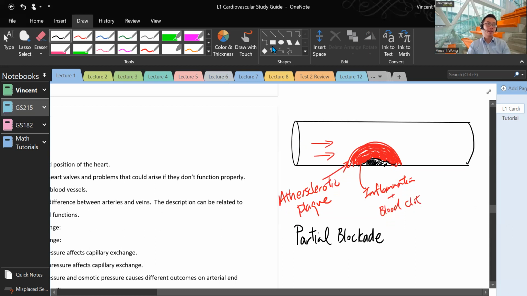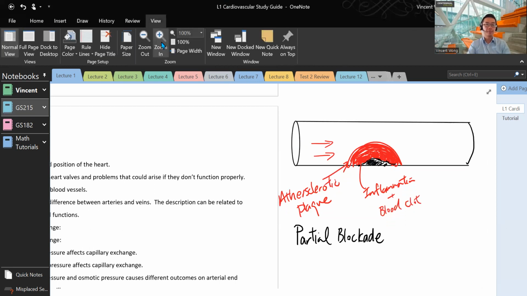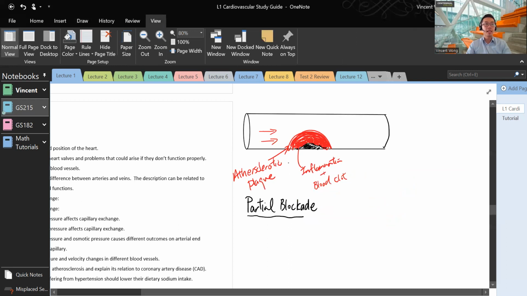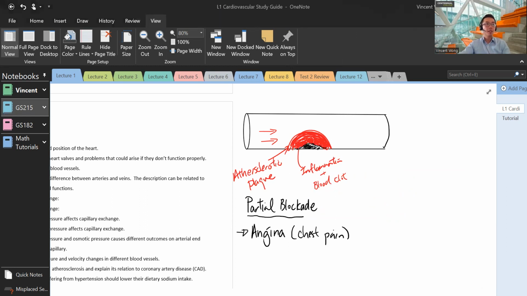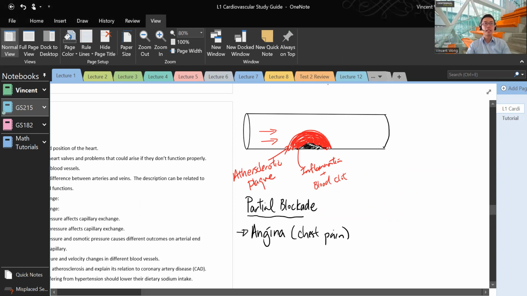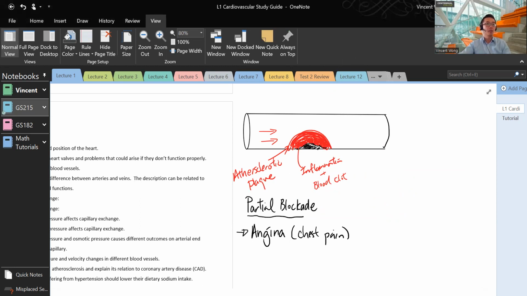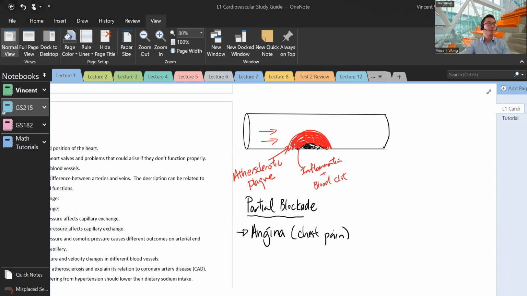Now, this could happen anywhere, really, in the body. If it happens in the heart, for example, then it will lead to angina, which is chest pain. This could happen in the head, and that could create a weak spot in the brain, and that's also not a good thing. But before we talk about that, for the angina, right?